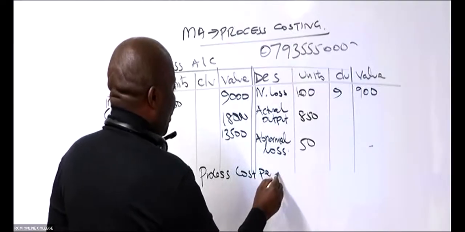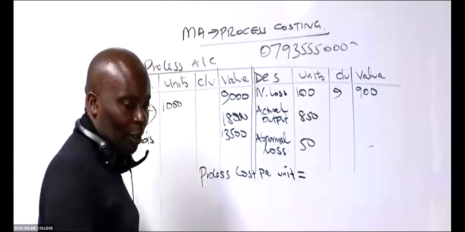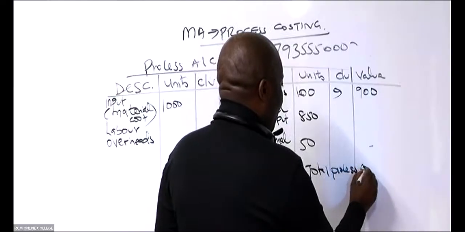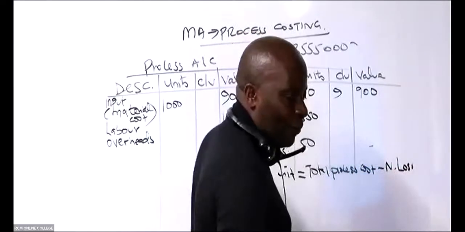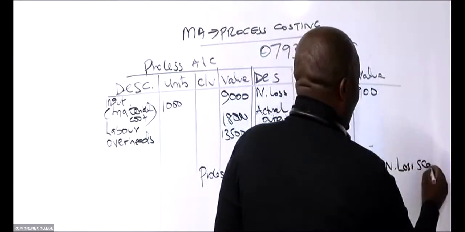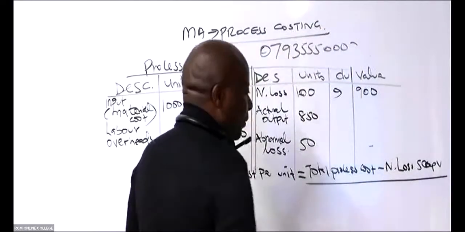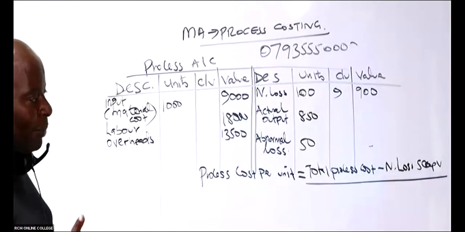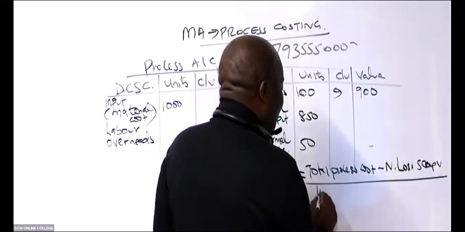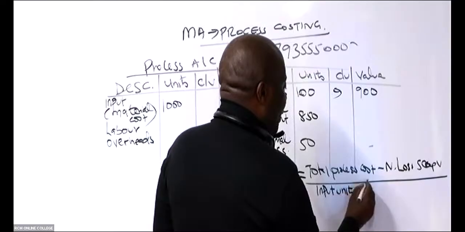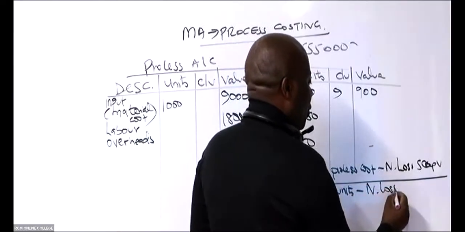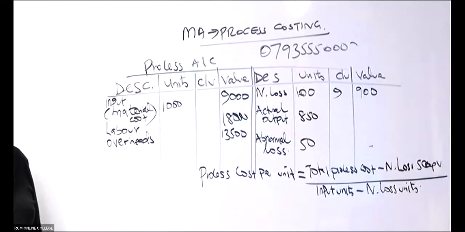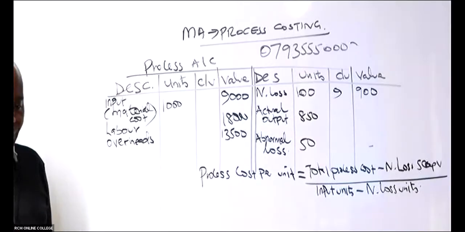Process cost per unit. I'm able to remember this very well. We said we take the total process cost minus normal loss scrap value, all over input units minus normal loss units. Please listen. I'm bringing in something new because now we are becoming professionals. This is the formula we shall be using consistently, especially now that we are going to what we call work in progress.